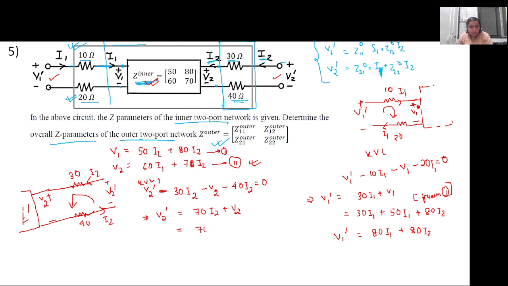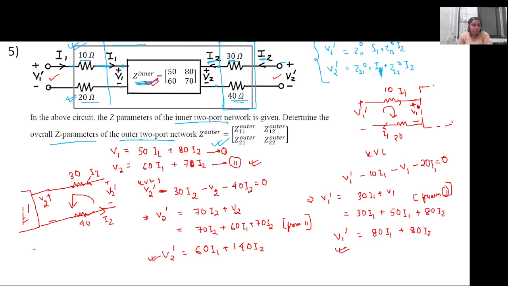So this is 70 I2 plus 60 I1 plus 70 I2. So what we get is 60 I1 plus 140 I2. Now we have the input voltage of the outer network in terms of input current and output current, and the output voltage in terms of the input current and output current.